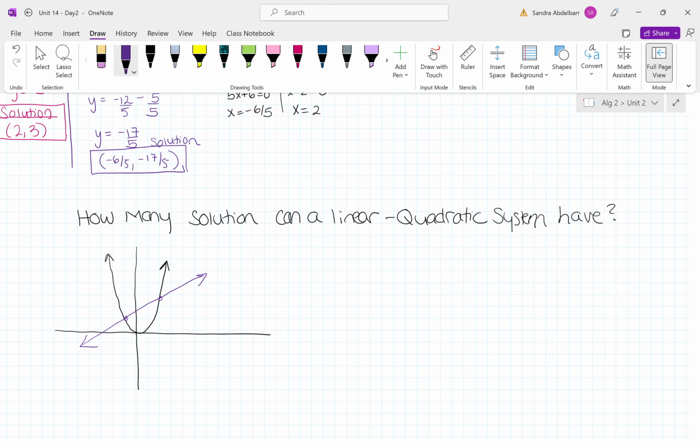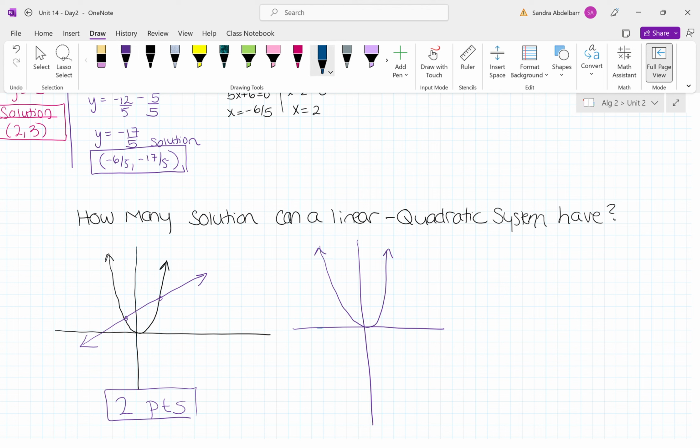Could I ever have 3 points of intersection? Would this ever be possible to have 3? No. Never. So we have definitely at most 2 points. Do you think there can be one? Well, if you hit the vertex. Exactly. If you hit the vertex.